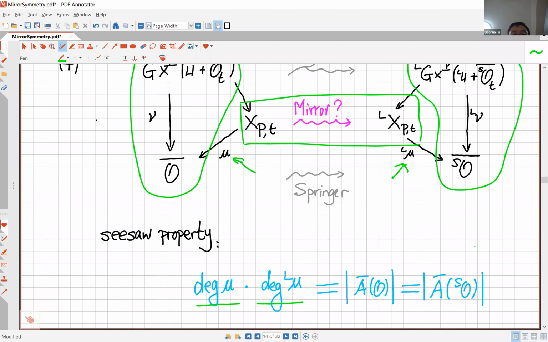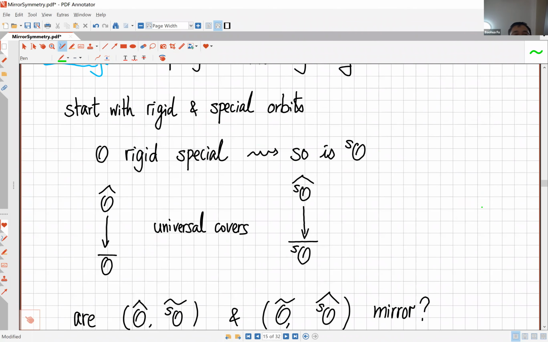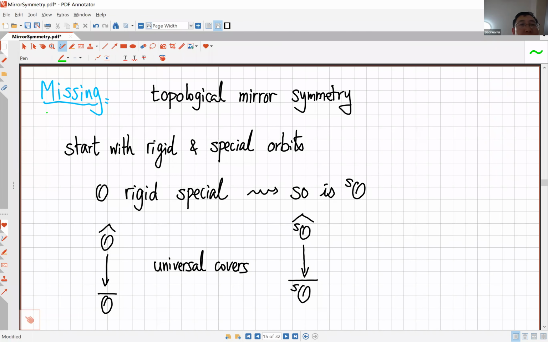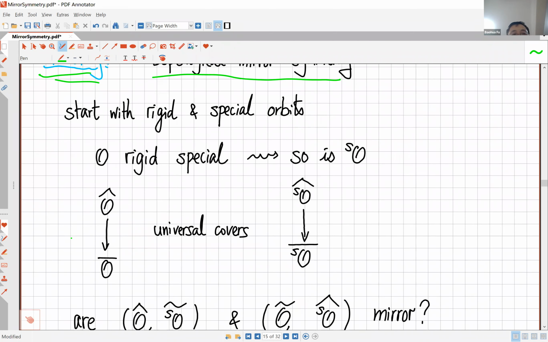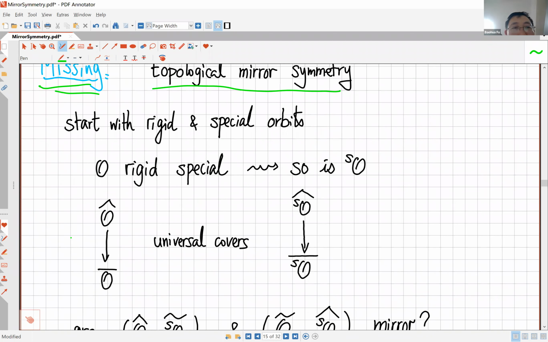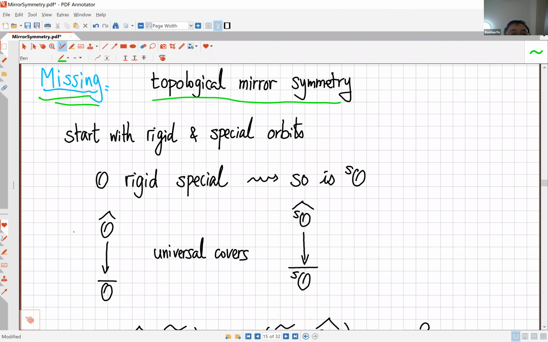So this is what we can show. Of course, what is missing is just a topological mirror symmetry, which means this is something we cannot show. So how to proceed? Again, we try to start with something special, called a spatial and rigid orbit.